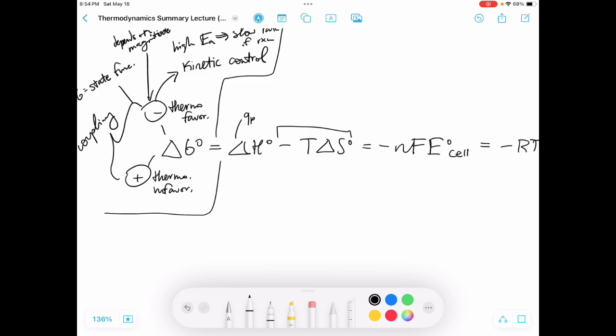As a quick reminder, your delta H naught is measured as heat at a constant pressure. There's three main ways to find that. You can use q equals m s delta T. You can use Hess's law, and you can estimate with bond enthalpies.